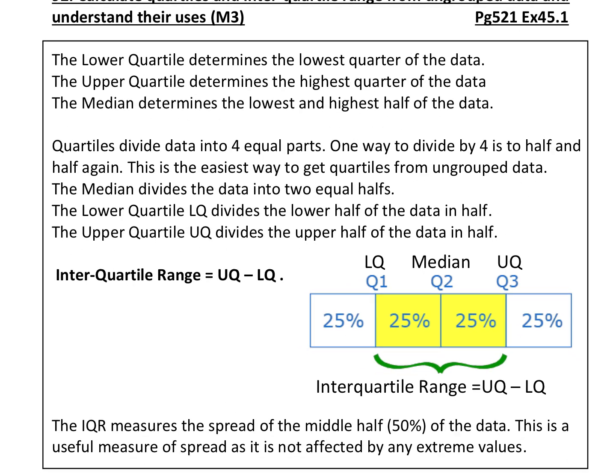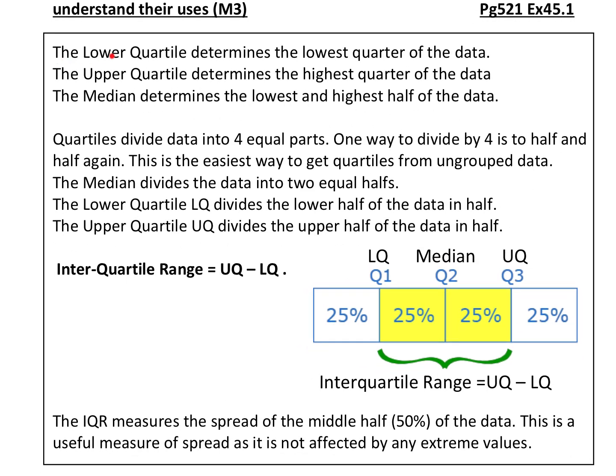So, what are these quartiles? The lower quartile determines the lowest quarter of the data. The upper quartile determines the highest quarter of the data. And the median, which we're probably familiar with now already, determines the lowest and the highest half of the data. The median chops the data in half, so you've got a lower half and a higher half. And then what the lower quartile does is it splits the lower half into half again, so i.e. quarters. So you've got the lowest quarter, the second quarter, the third quarter, and the fourth quarter overall.